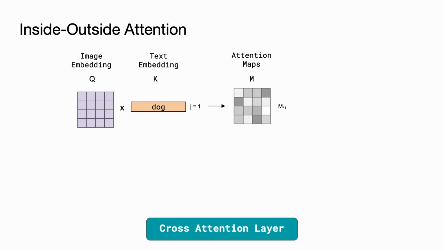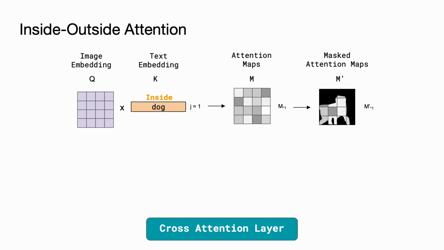We introduce a training-free mechanism, which we call inside-outside attention, to apply this constraint. In the cross-attention layer, the attention operation uses the image embedding Q and text embedding K to compute the attention maps M that represent the relevance of each token over the image, which is then used to contextualize and update the features of the synthesized image before it is passed to the next layer.